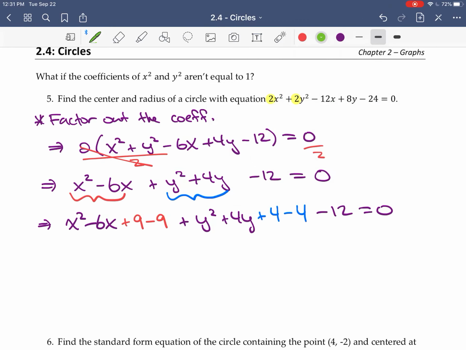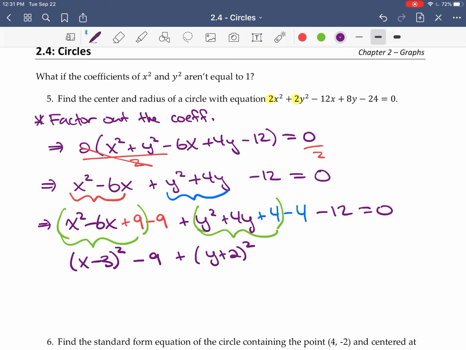Okay, and then if we just put brackets around these 3 and these 3, those are going to make perfect squares. That was the point of adding those numbers. So this one is x minus 3 all squared, and then I have that minus 9 still. And this one is y plus 2 all squared, and then I still have that minus 4, minus 12.